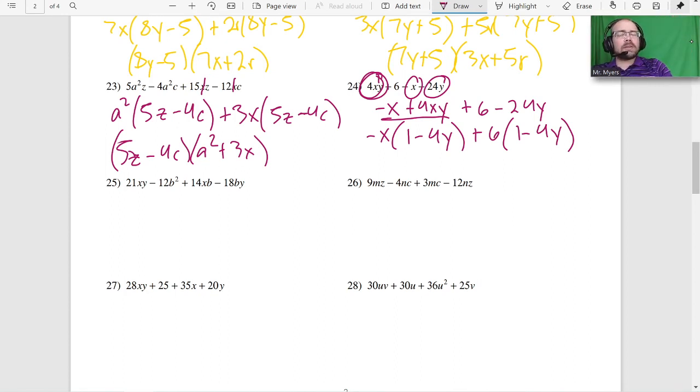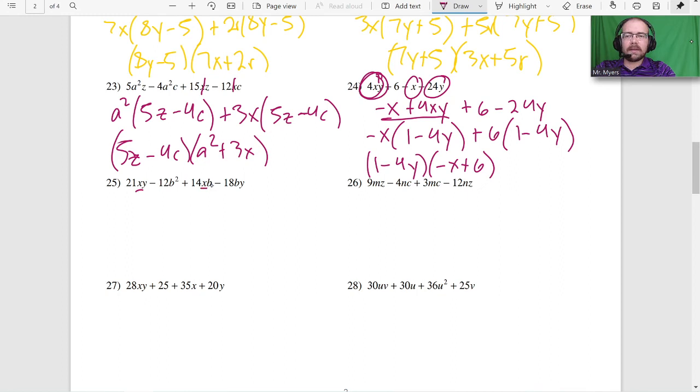Crazy. That's a hard question. We're actually not even done. So 1 minus 4y, negative x plus 6, and there we go. Okay, and then here, all right, let's see, are they in the same order? Let's find out. Well, we can do our method and figure out, right?